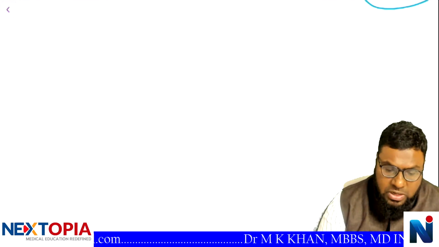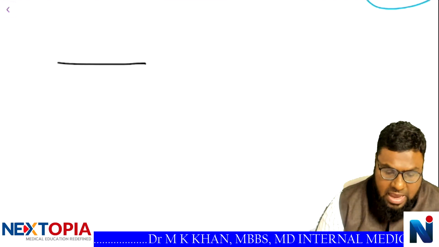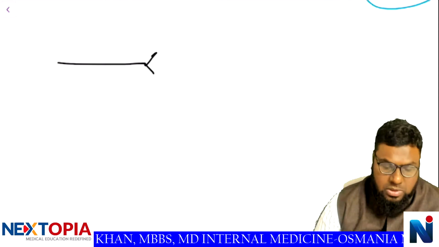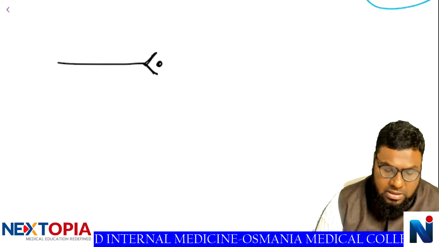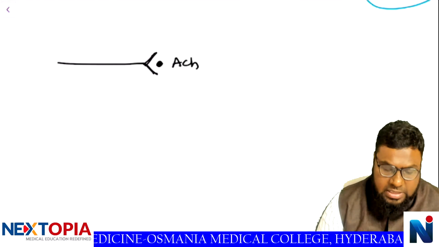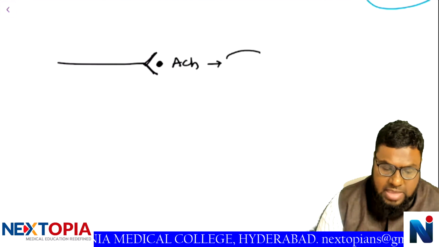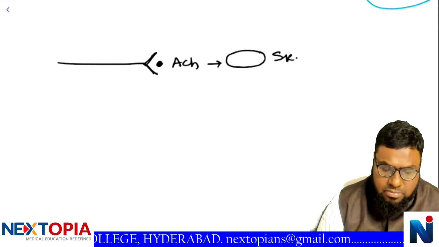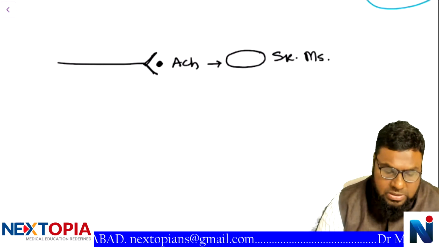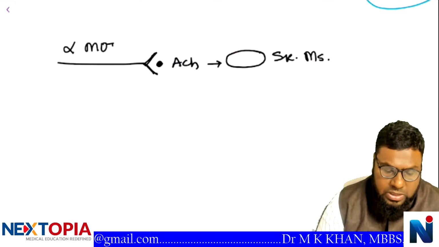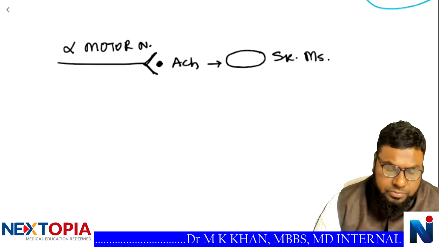Suppose this is the alpha motor neuron, and it acts via the neurotransmitter acetylcholine. It is acting on the skeletal muscle. It is stimulating the skeletal muscle. So this is the alpha motor neuron.